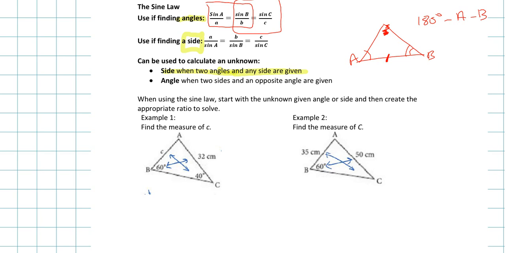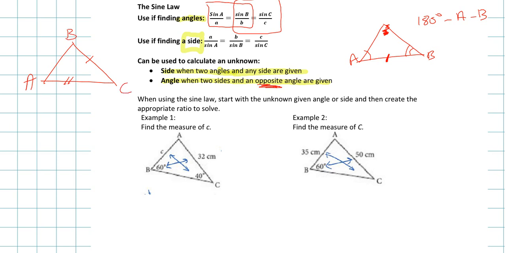Now, the other option is if you have two sides. Now, in this case, you must have an opposite angle, okay? It's important that you have the opposite angle. So, for example, if I'm given this side and I'm given this side, I must have either angle A or angle C.